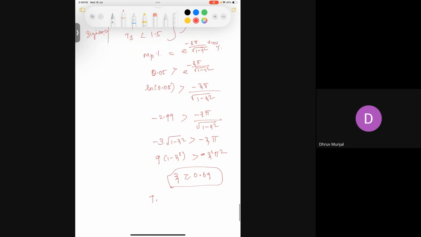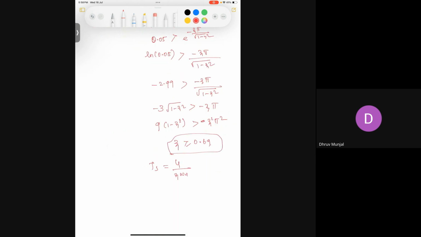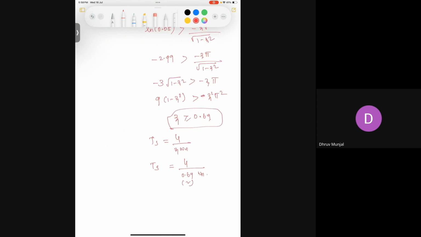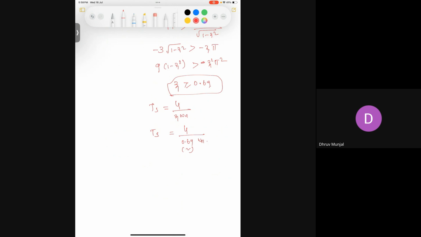The next piece of known information they have given is the settling time. That should be 4 by zeta omega n. The zeta condition is greater than, so this should not be equal to. Ts will be equal to 4 by 0.69 omega n. Since this is an inequality condition, you have to consider that. Zeta is the only value you know, right? What else do you know? You don't know anything else. Oh, sorry. We know the settling time Ts.